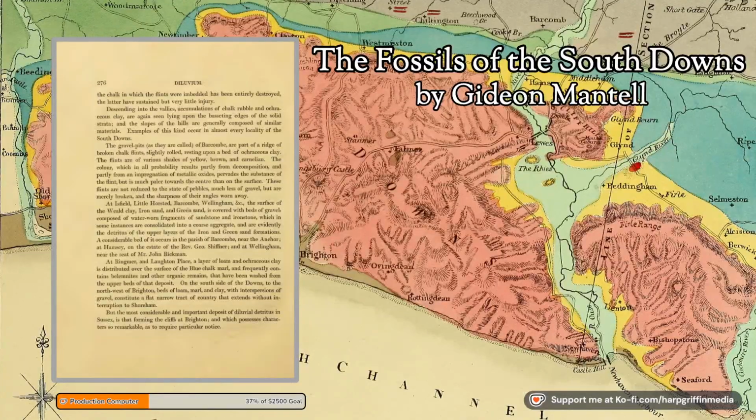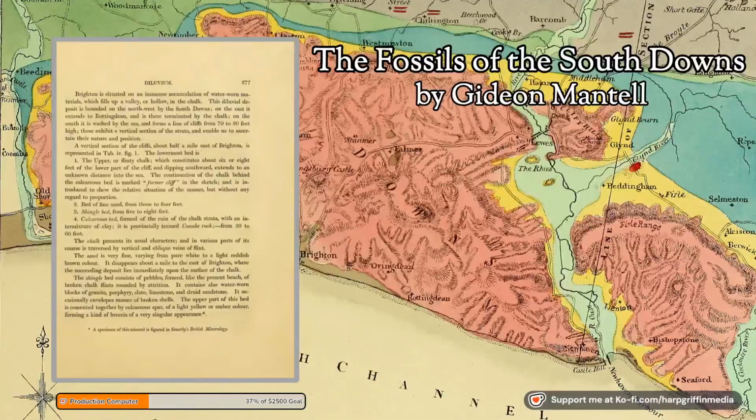But the most considerable and important deposit of diluvial detritus in Sussex is that forming the cliffs at Brighton, and which possesses characters so remarkable as to require particular notice. Brighton is situated on an immense accumulation of water-worn materials, which fills up a valley or hollow in the chalk. This diluvial deposit is bounded on the northwest by the South Downs. On the east it extends to Rottingdean, and is there terminated by the chalk.